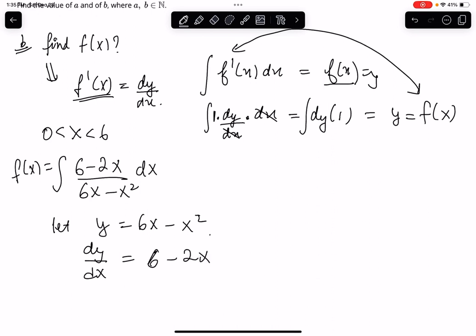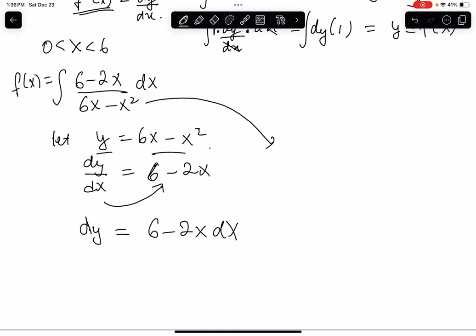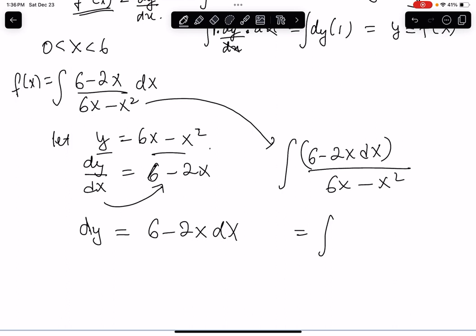Okay, so if you carefully observe, then you can write this as a function of 1 by y. Let y be equal to 6x minus x squared. Then if you do dy by dx, you get this function. So this means that dy is equal to 6 minus 2x times dx. Okay, so if you get the integral of 6 minus 2x times dx divided by 6x minus x squared, then you just do the substitution. This is basically the integral of dy by y.